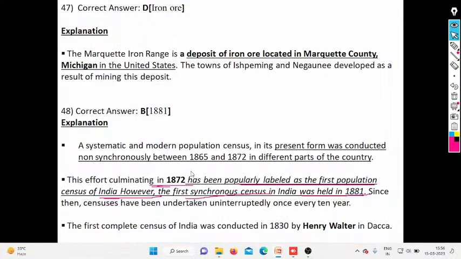Since 1881, the census has been undertaken uninterruptedly once in every 10 years. This time 2021, the one was delayed to 2023 because of COVID. The first complete census of India was conducted in 1830 by Henry Walter in Dhaka, which is now the capital of Bangladesh.